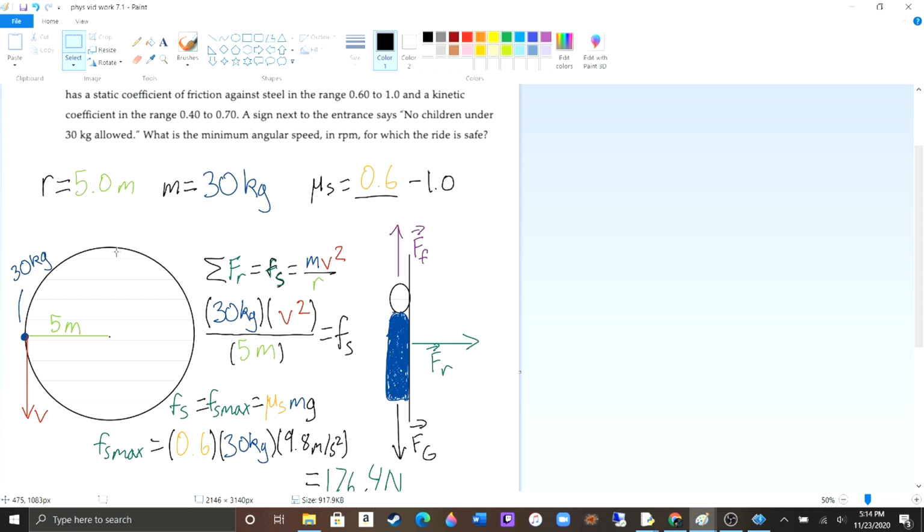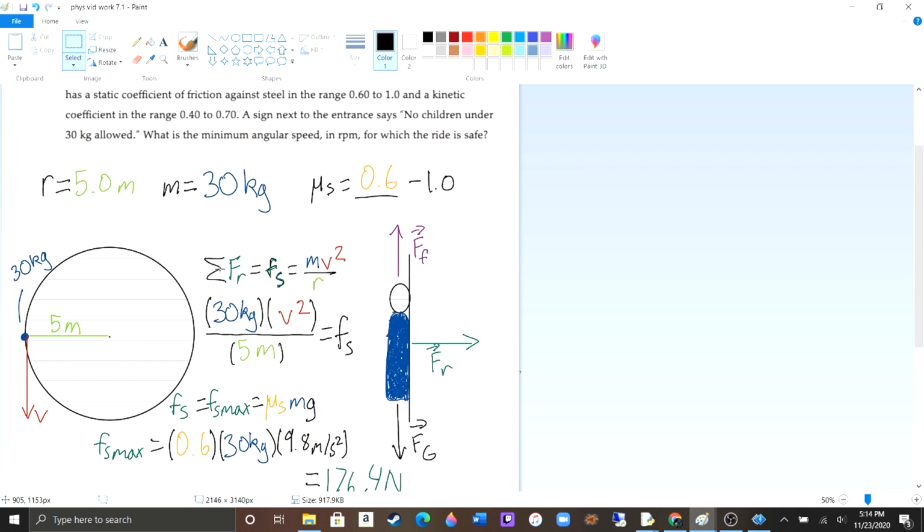So we have our diagram right here. This is like a top view. We have our center and then our radius to the wall. Then we have a person right here who weighs 30 kilograms, which is the worst case scenario, because again, we want to find the minimum safety threshold. So we have our 30 kilogram person right on the edge, and they have their angular velocity right there.